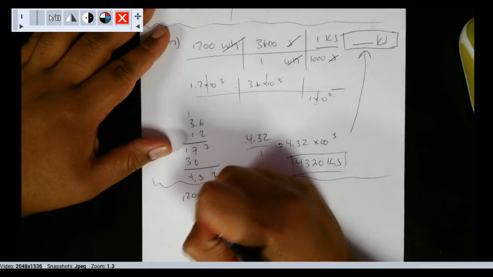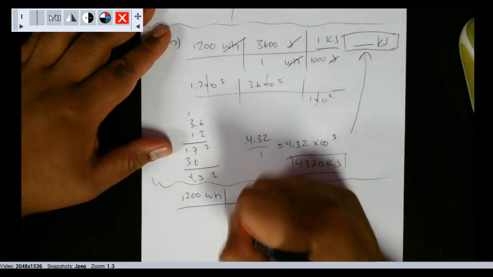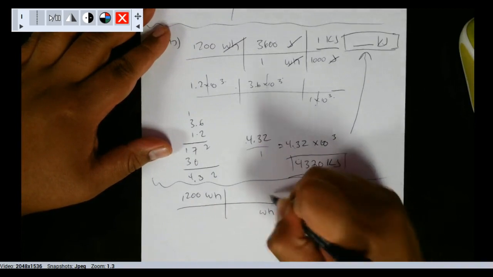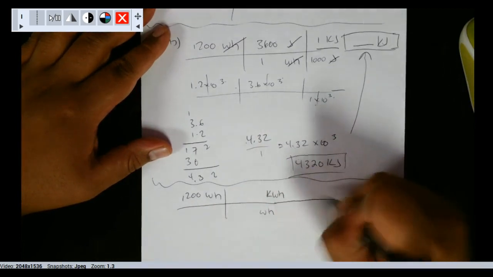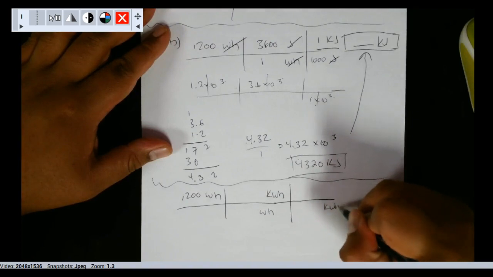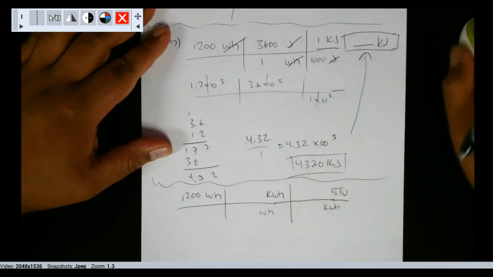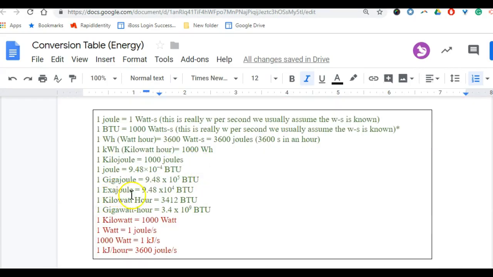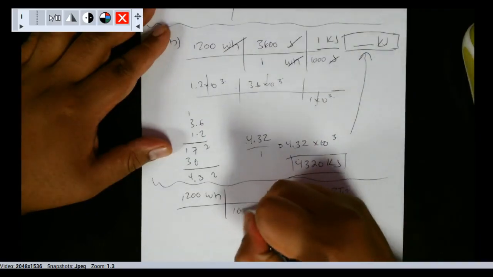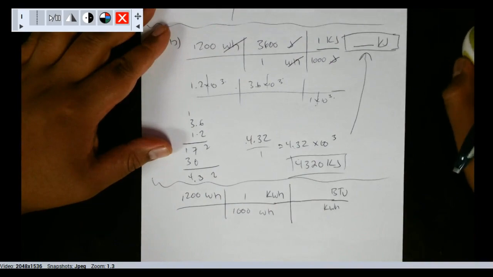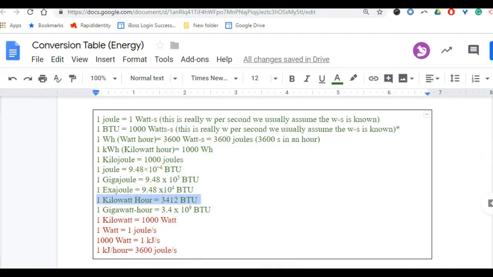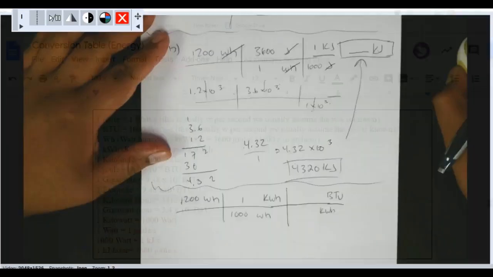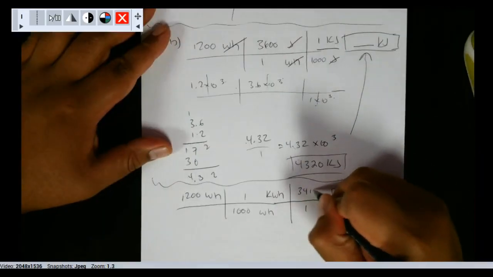So this is 1,200 watt hours. I'm going to cancel out the watt hour with the kilowatt hour. And then I know there was a kilowatt hour to BTU. Okay, so let's go back to our conversion chart. Again, right here, I was looking at this, watt hour to kilowatt hour. That's 1,000 watt hours to 1 kilowatt hour. And then kilowatt hour to BTU: 1 kilowatt hour to 3,412 BTUs.